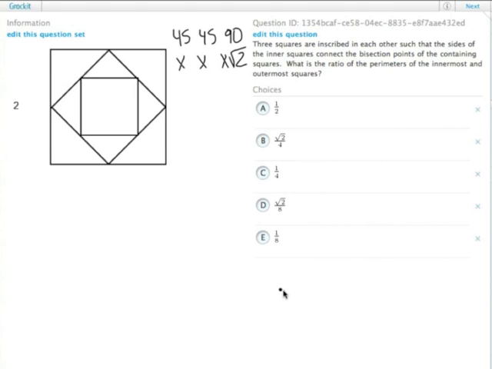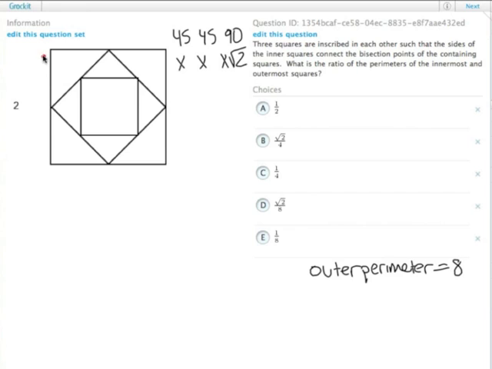The innermost is probably the easiest one to figure out, or excuse me, the outermost. The outermost, the perimeter is just 2, 2, 2, and 2, or 8. So outer perimeter is 8. The inner one's going to be a little trickier.